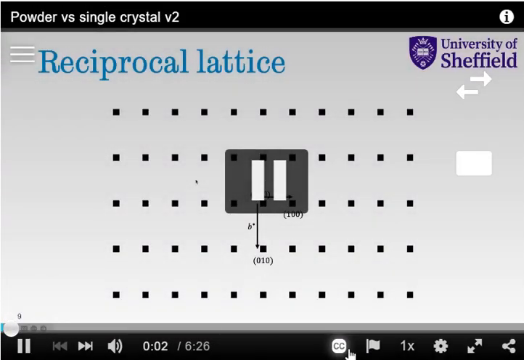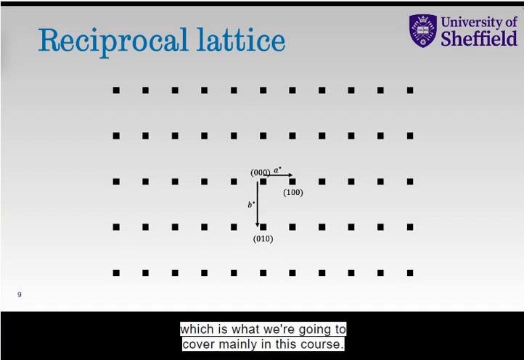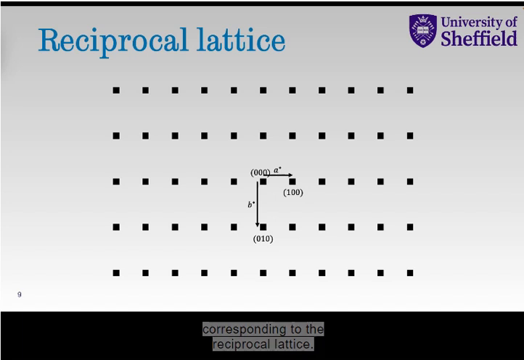In this video, I just want to talk very briefly about single crystal diffraction as opposed to powder diffraction, which is what we're going to cover mainly in this course. In a previous video, we said that if we've got a crystal structure and we pass, for example, X-rays through it and get diffraction occurring, we're going to get discrete diffraction points corresponding to the reciprocal lattice.